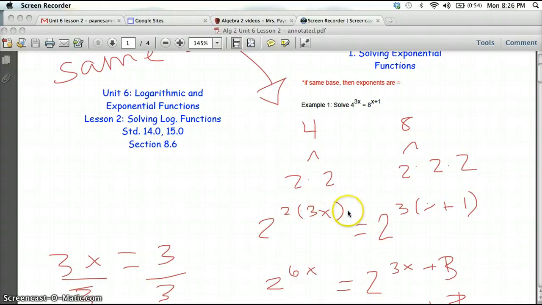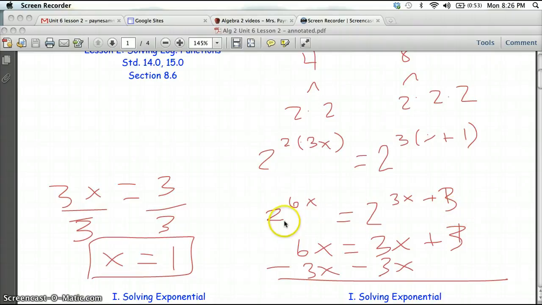Then you put in parentheses your 3x and in the other parentheses x plus 1, and you multiply that. So we've got 2 to the 6x equals 2 to the 3x plus 3, because you just distribute in. Now we make the exponents equal to each other to find x. So 6x is equal to 3x plus 3. Subtract 3x from both sides, and you get 3x equals 3. Divide by 3, and x is equal to 1.